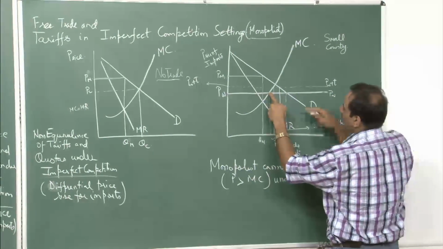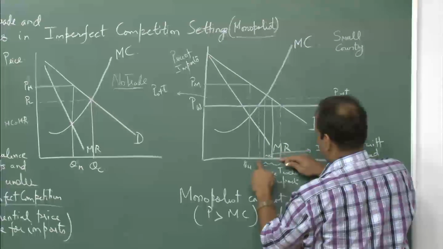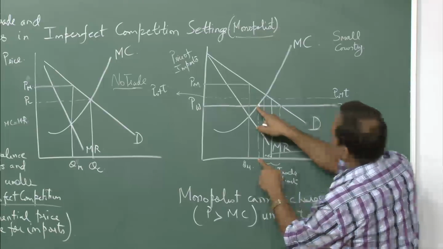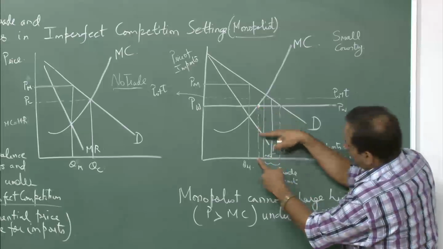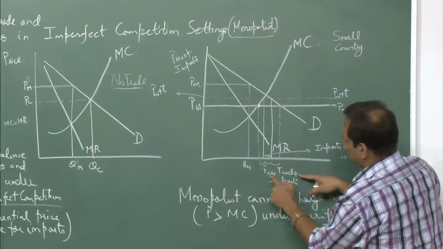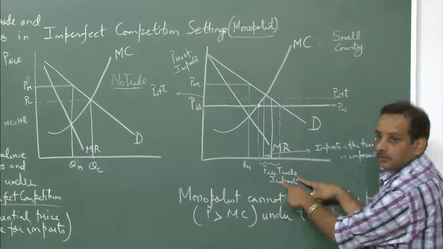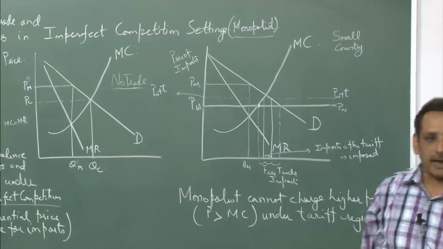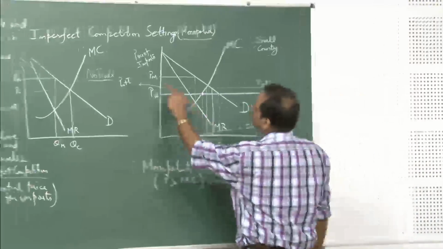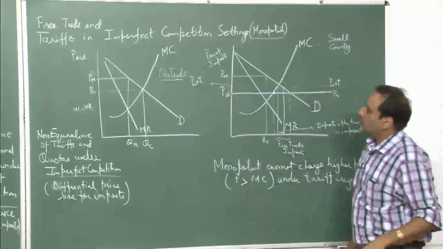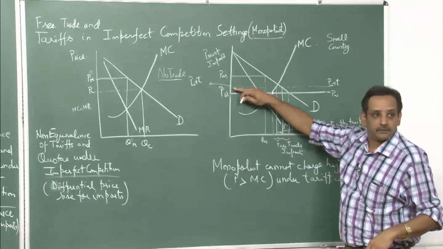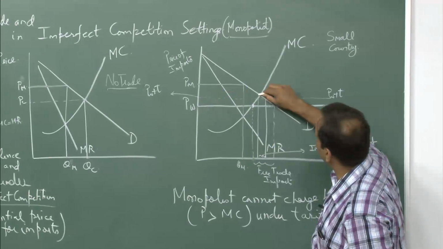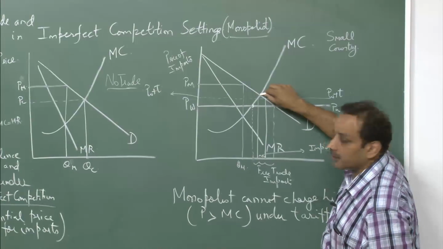So then under free trade he would produce this much, wherever MC cuts MR. So this is supply, this is demand, this is the free trade imports. Okay. What happens if the tariffs are imposed? Can he then charge a price which is PM? No, even if the tariffs are imposed, the prices can go till this level where MC cuts demand here.